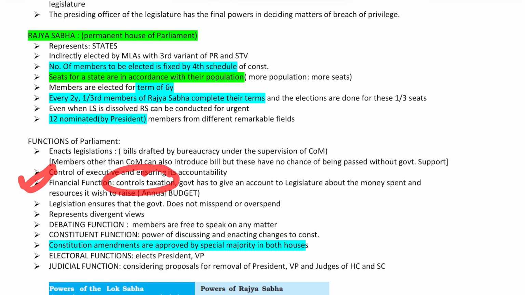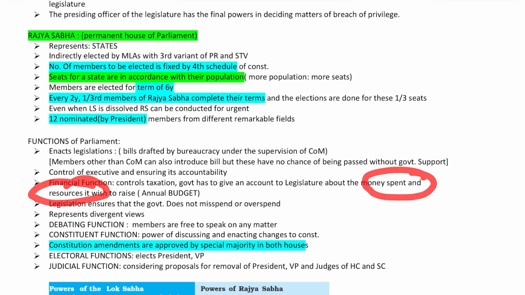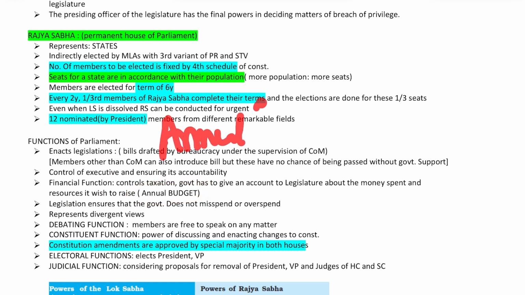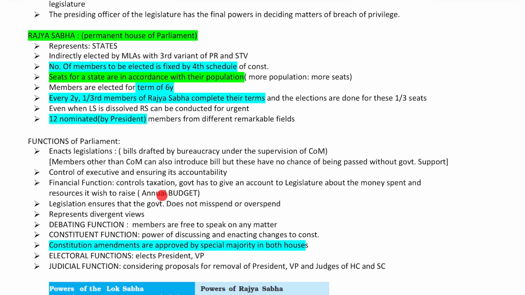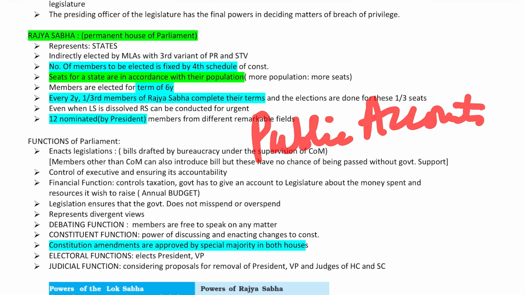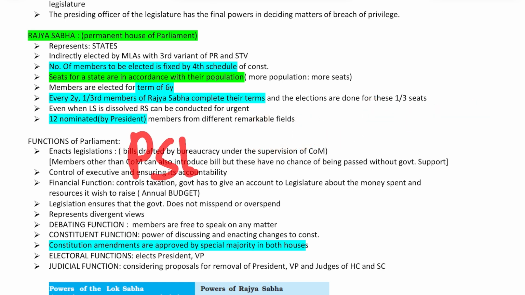Then the financial function. It controls taxation. Government has to give an account to the legislature about the money spent and the resources it wishes to raise. The annual budget is also called the annual financial statement. The legislature ensures that the government does not misspend or overspend. There are also various committees to gauge that: the estimates committee, the public accounts committee, and the committee on public sector undertakings.